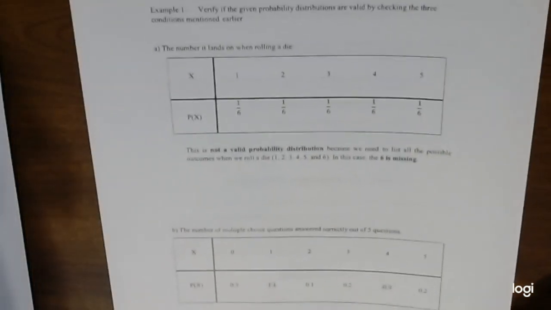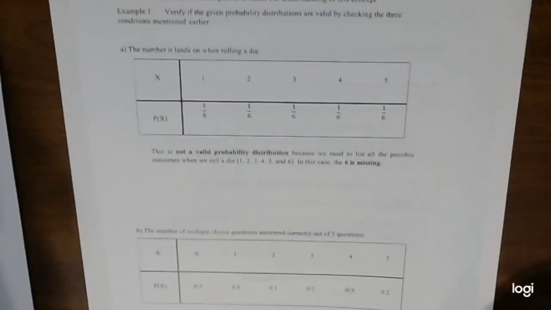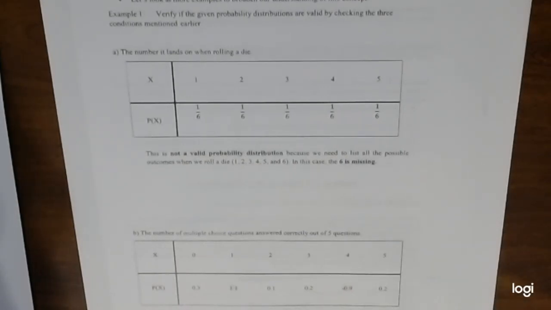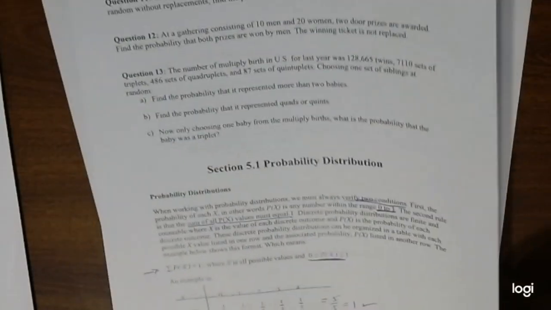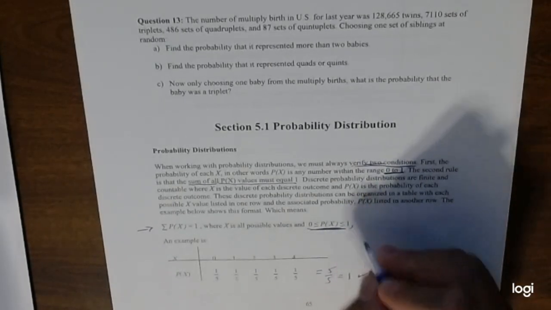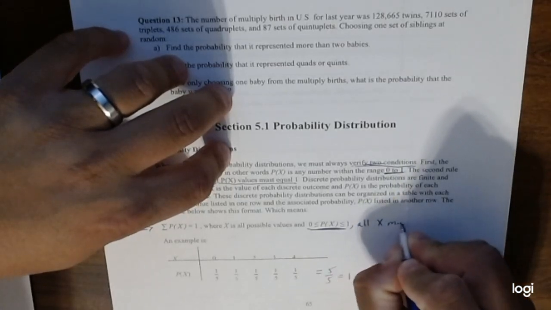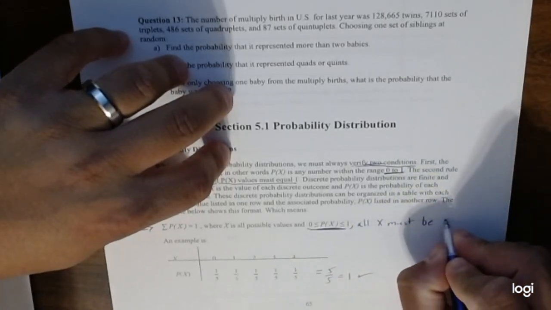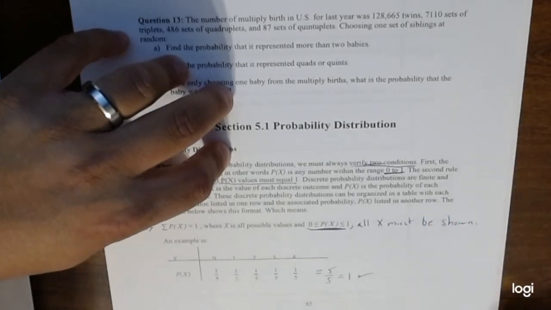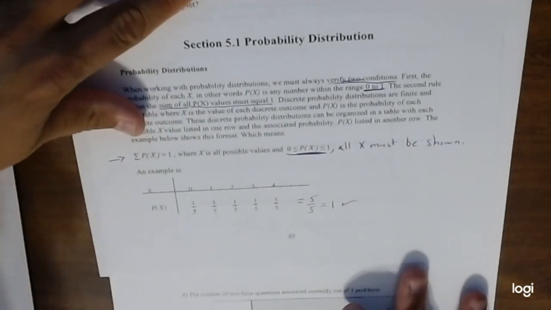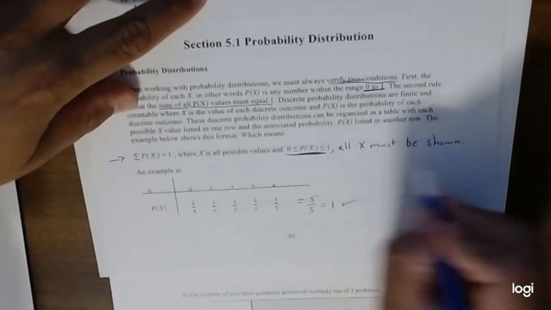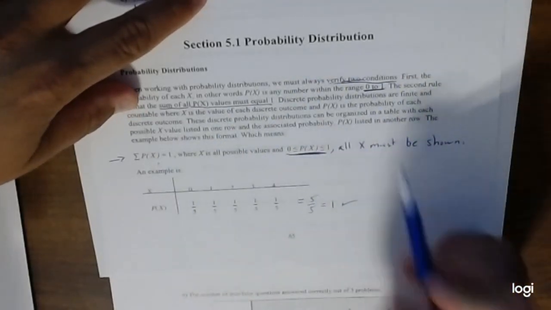Now if you turn the page, these are examples where they're not actually valid. A lot of these are not valid. Example 1: verify if the given probability distributions are valid by checking the three conditions. Oh, I forgot one more thing, the third condition. I forgot to write this down: all x must be shown. We'll talk about what that means in the next example, so you can see what it means by all x must be shown. That's a 3, sorry. 1, 2, and 3.